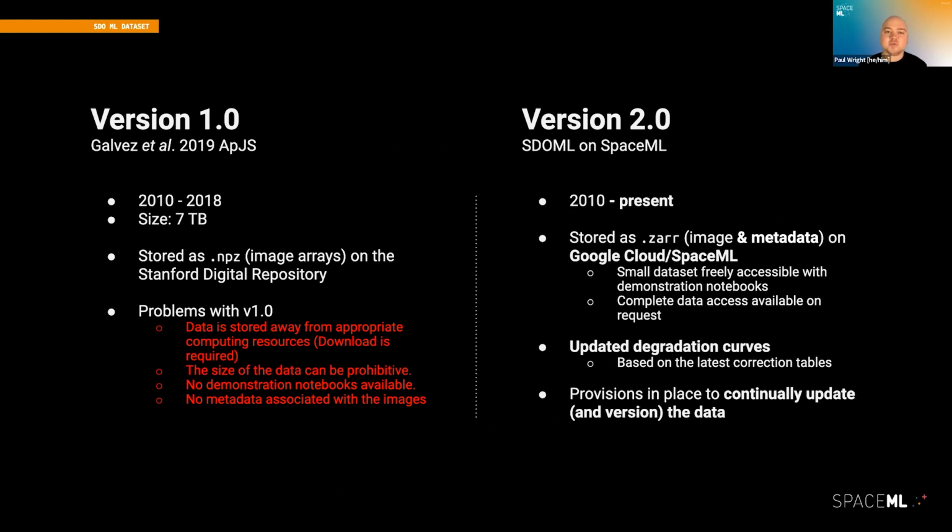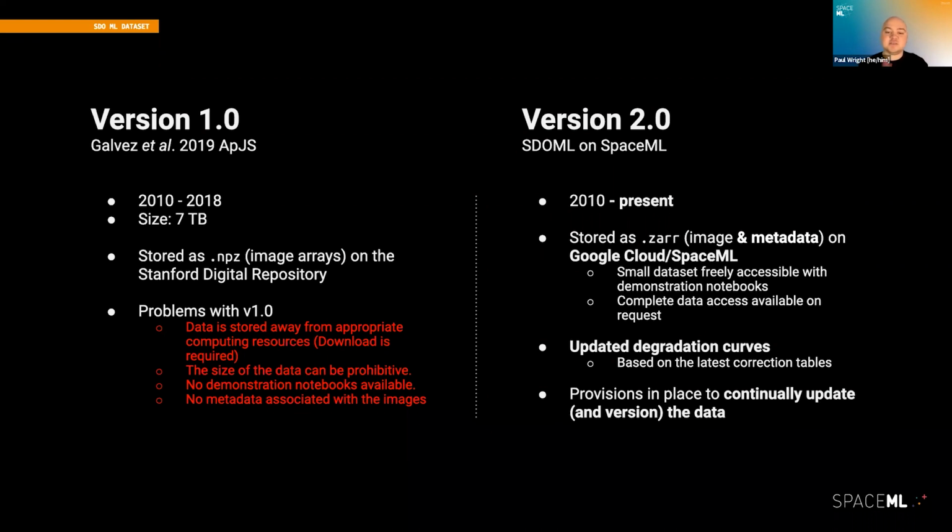There are a number of problems with version 1, however. The data is, one, stored away from the appropriate computing resources, and that means that downloading is required. The 7 terabyte size can be prohibitive, there are no demonstration notebooks available, and there's no metadata associated with the images. We therefore present version 2, SDOML on SpaceML.